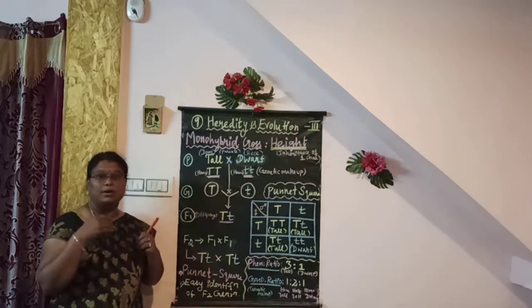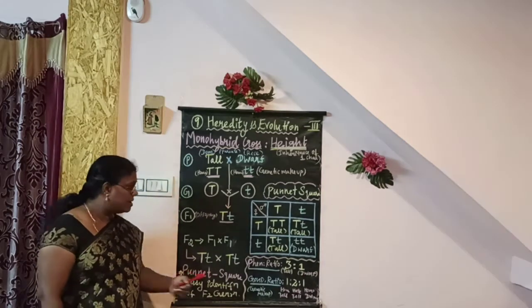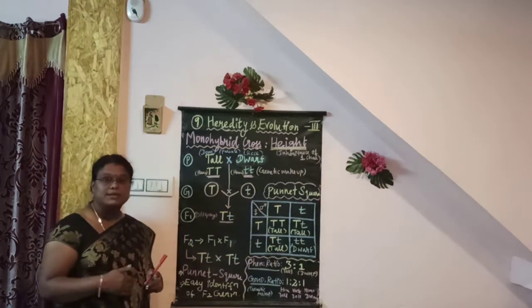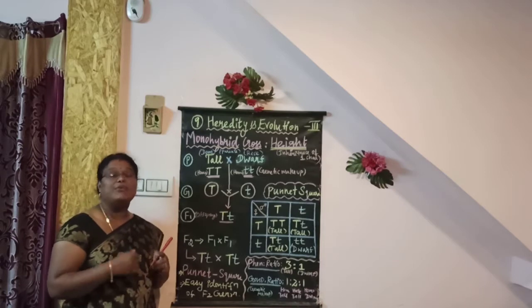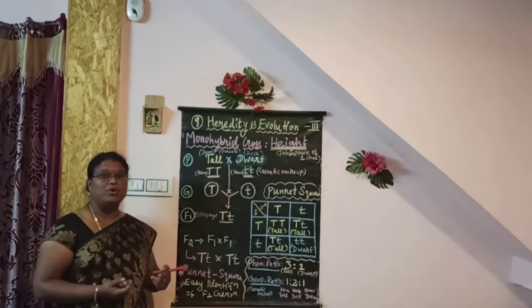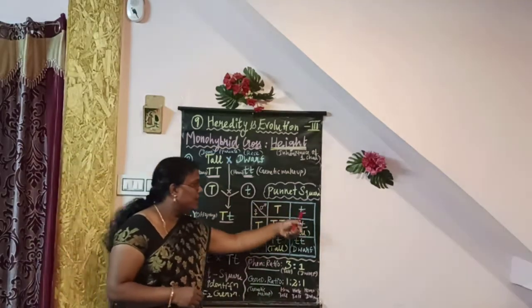The result of F2 generation we can easily identify through the Punnett square. See, this is called Punnett square. A scientist called Punnett discovered the Punnett square for easy understanding, or easy finding, of the offspring in F2 generation. See, this is Punnett square.